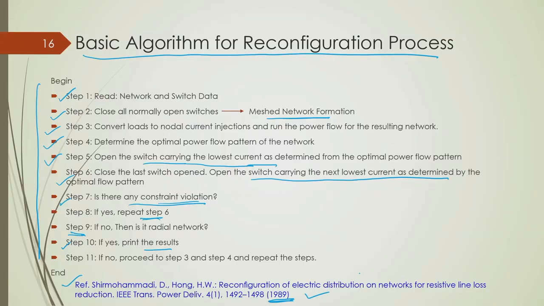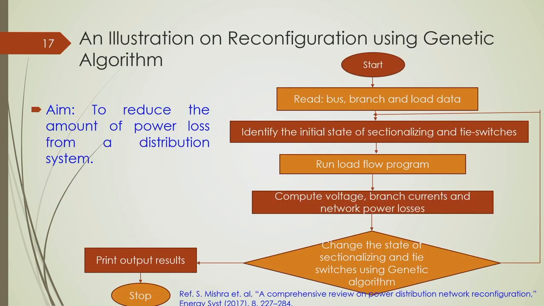This is one of the first kinds of approaches for solving this reconfiguration problem. But there are several other approaches available. For example, in this paper you can see a genetic algorithm based approach is used, where the states of the sectionalizing switches and tie switches are determined through a genetic algorithm. How this genetic algorithm works, etcetera, you need to study a bit more on this particular solution aspect.